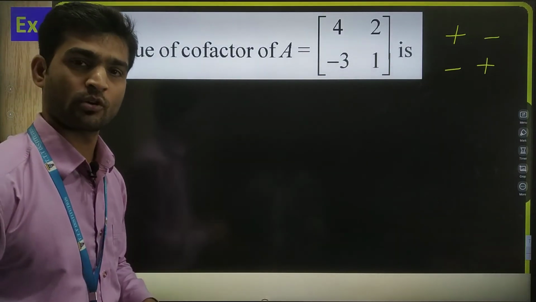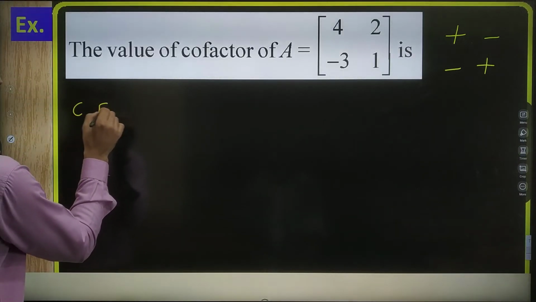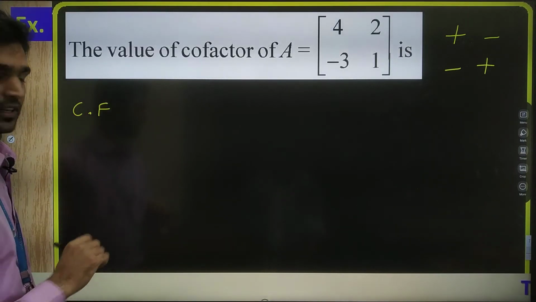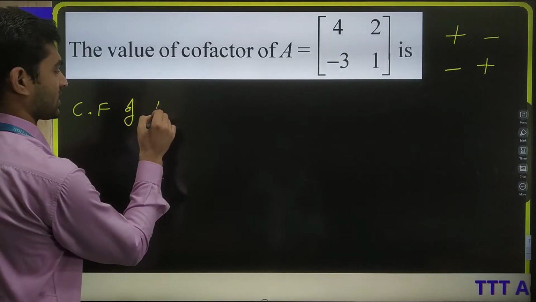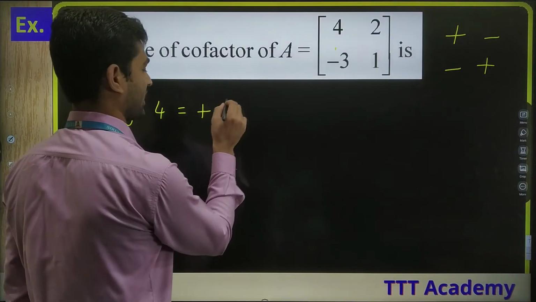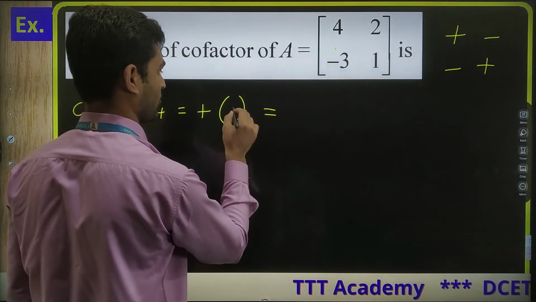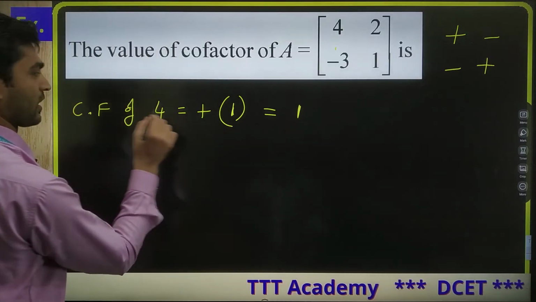We have to write the cofactor for all elements. If you write cofactor, let me consider CF. What do you mean by CF? That is cofactor. Cofactor of first element. What is the first element? 4. In that position, plus. If you cancel first row, first column, the value is 1. That means plus of 1 is 1. So cofactor of 4 is 1.